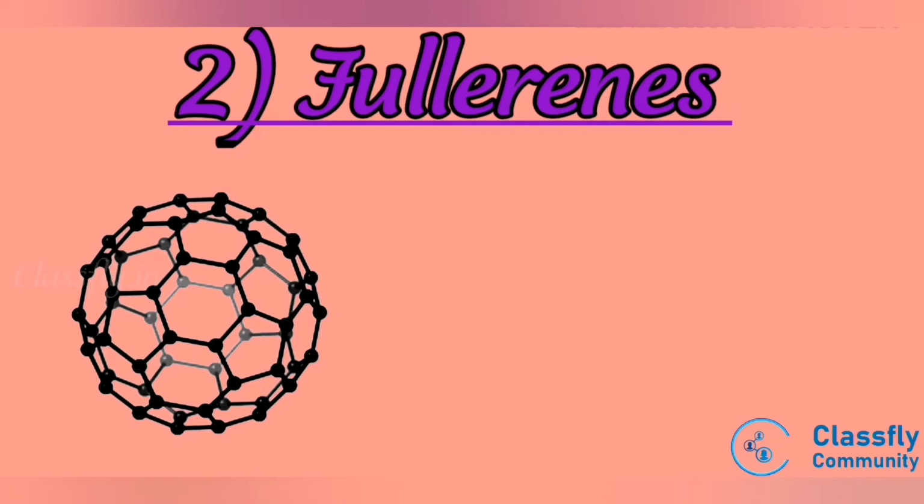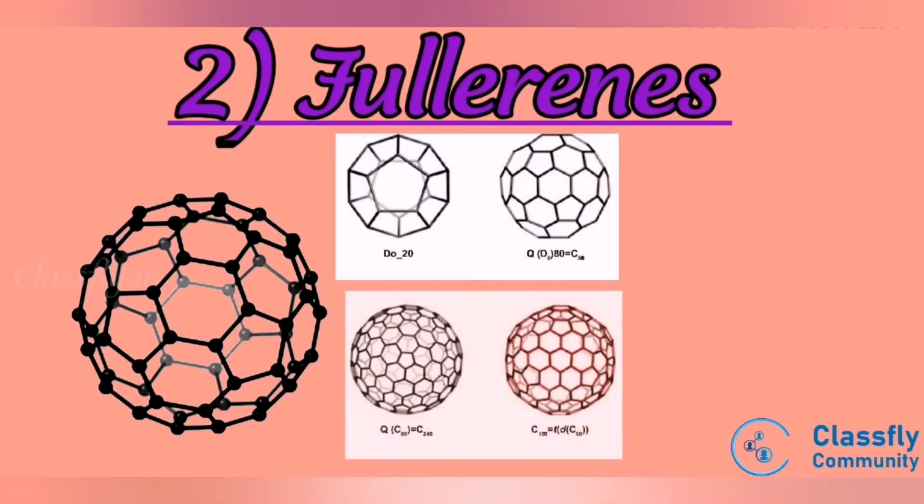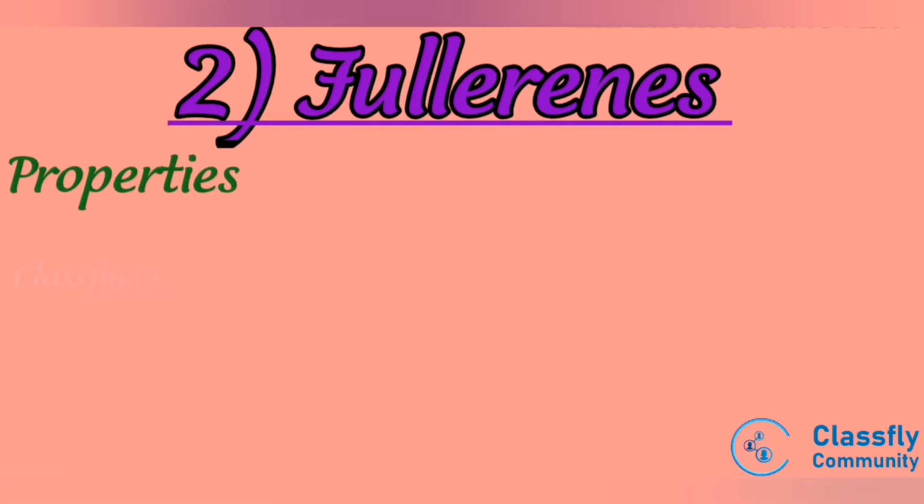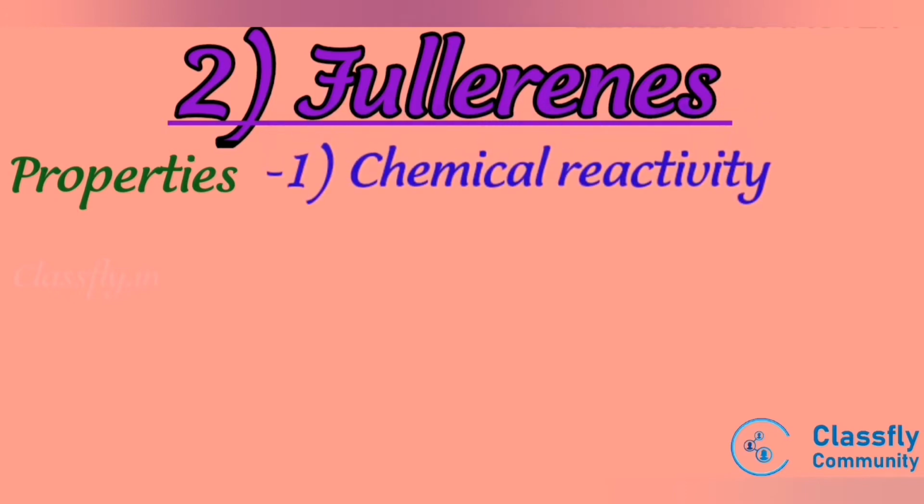Fullerenes are allotropes of carbon. Fullerene exists in the form of sphere, ellipsoid, tube and many other shapes. Spherical fullerenes are also called buckyballs and they resemble the balls used in football, that is soccer. Properties. First property is chemical reactivity.